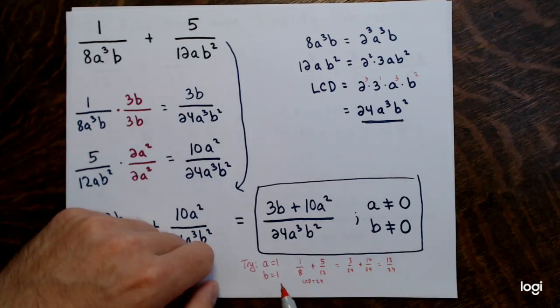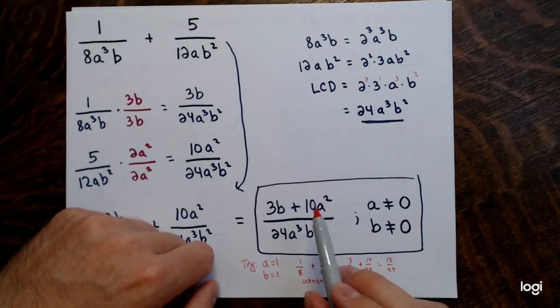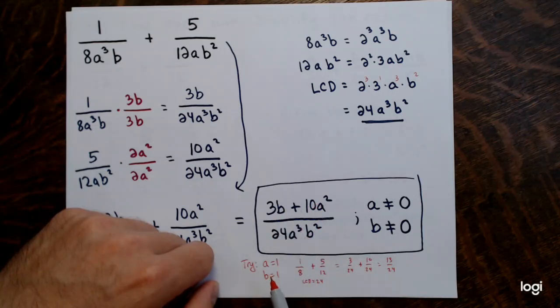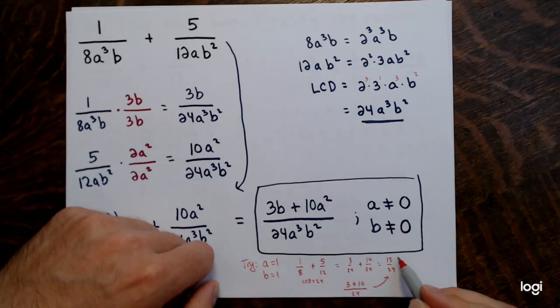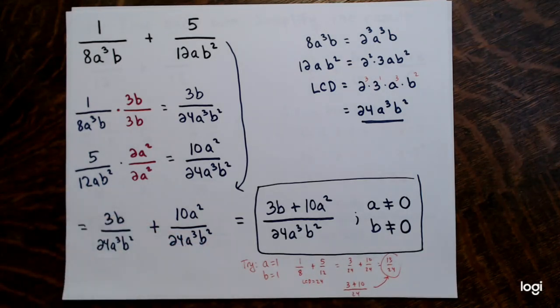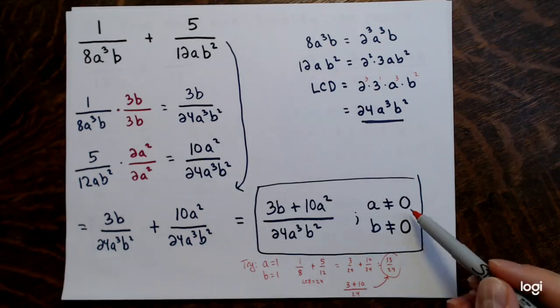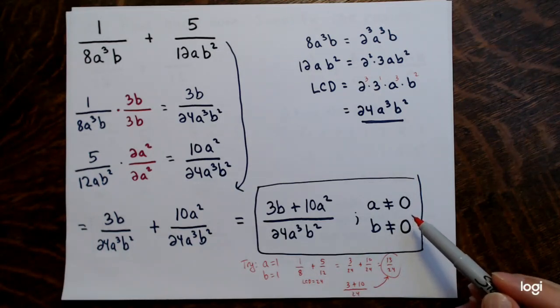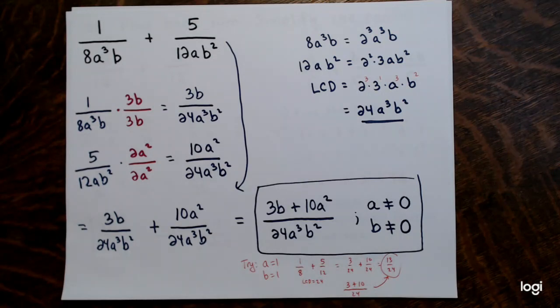Well, plug in 1 for a and b in what we said the final result should be. Well, 3 times 1 is 3, plus 10 times 1 squared is 10. That's the numerator. And the denominator is 24 times 1 times 1. That's 24. And indeed, that is 13 in the numerator, 24 in the denominator. They are the same. And that should be the case no matter what you plug in for a and b, as long as a and b are not zeros. Great. All right, my next example is very similar to that one.